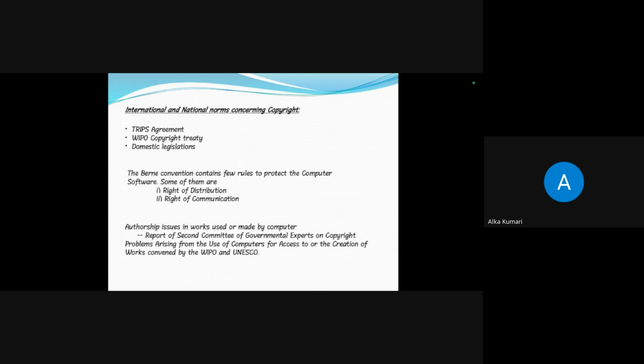So what do you mean by computer program? A computer program is a set of instructions expressed in words, codes, schemes, or in any other form, which is capable, when incorporated in a machine-readable medium, of causing a computer, an electronic or similar device having information processing capabilities to perform or achieve a particular task or result. So this comes under the definition of computer program.